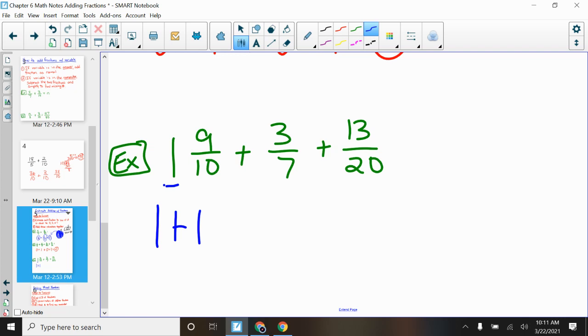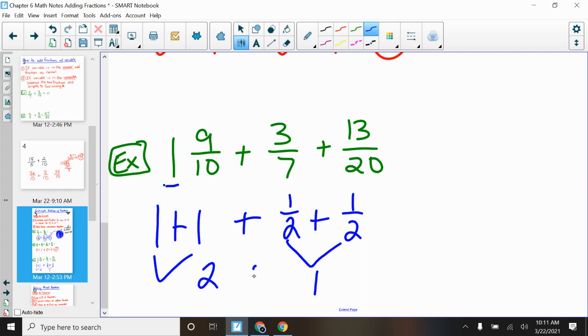9/10 you all told me is about a 1. What about 3/7? That's about a half. And what about 13/20? That's also about a half. So 1 plus 1 is 2. And then a half plus a half is 1. 2 plus 1 equals 3.